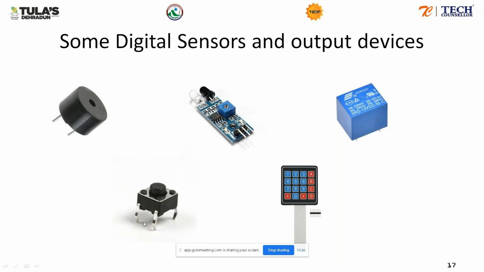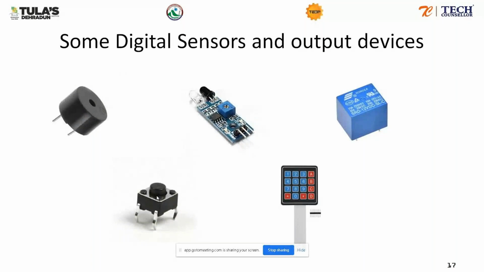Then this is a switch. It is a digital sensor. As we say, whenever you press it, it will pass the 5 volts to your microcontroller, and the microcontroller will know, yes, I have received an input from the user. So again, it is just on or off.